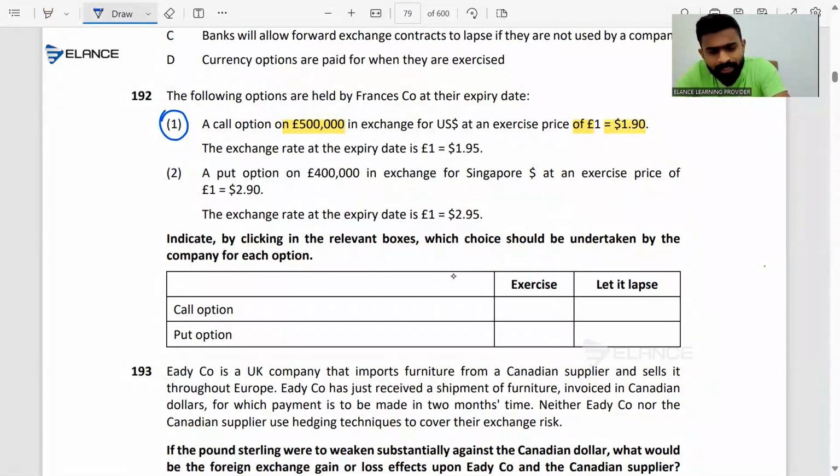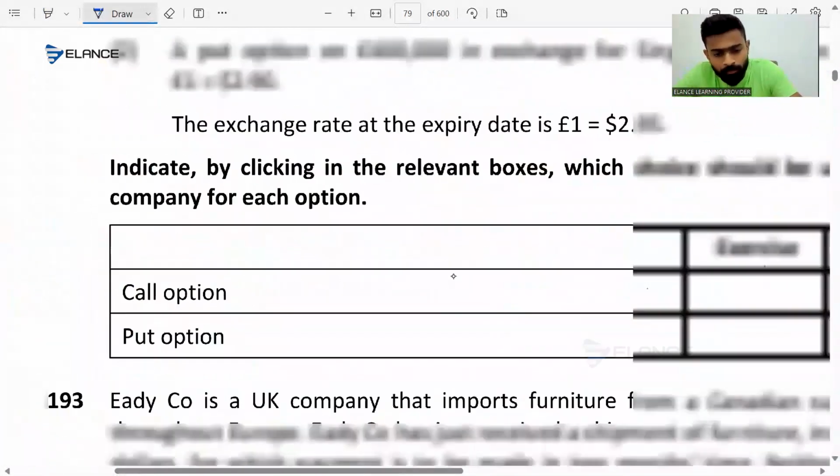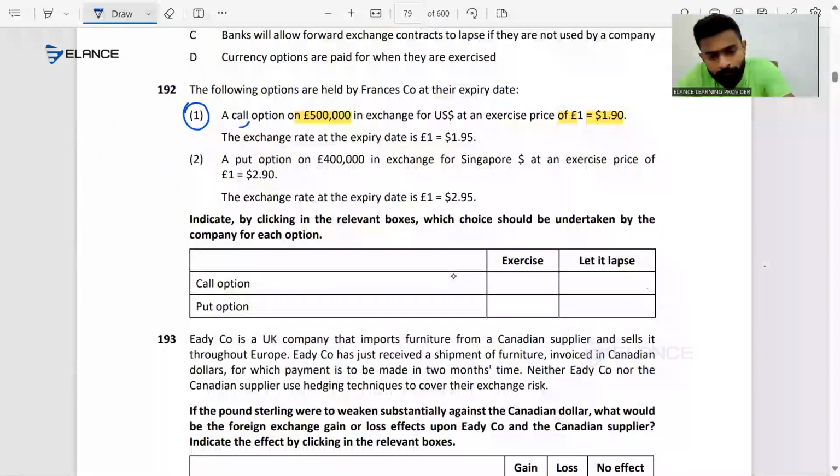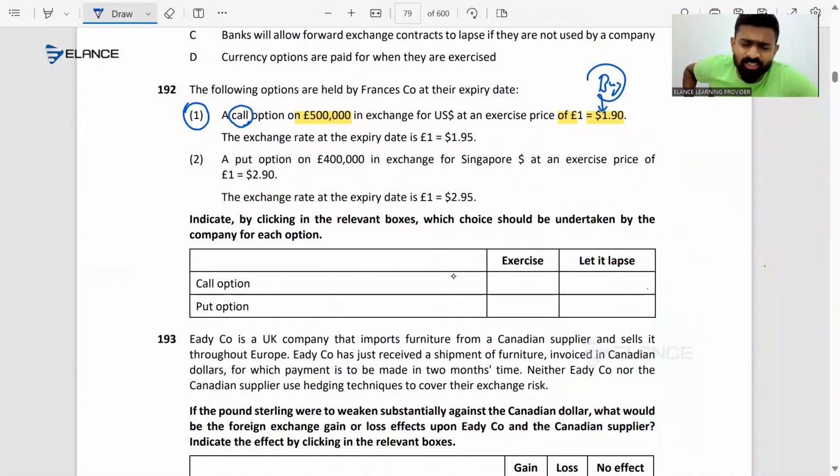So this means that if we exercise, it's a call option. Call option means buy or sell? Call option means buy. So we have to buy at the exercise price only if we exercise, or lapse. We have to buy the item through the option contract at the exercise price only if we exercise. If we lapse, that means we are not buying at the exercise price, we'll go for the market.